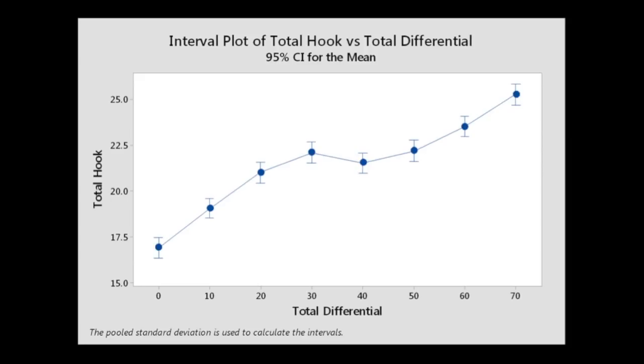So I think initially you saw a pretty steady increase from 0 to 10 to 20 differential. And then you kind of had a flattening out from about 30 to 50 diff. But once we got above 50 diff, it started to go up again. So at 60 and 70, we started to see the amount of hook increase.